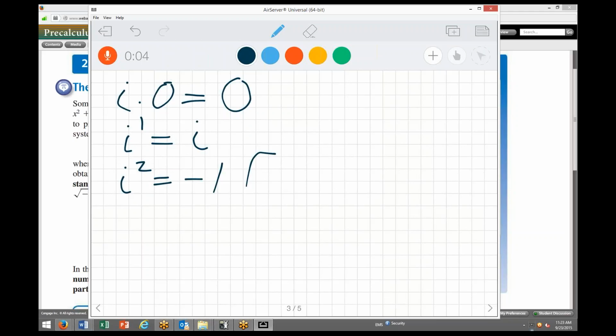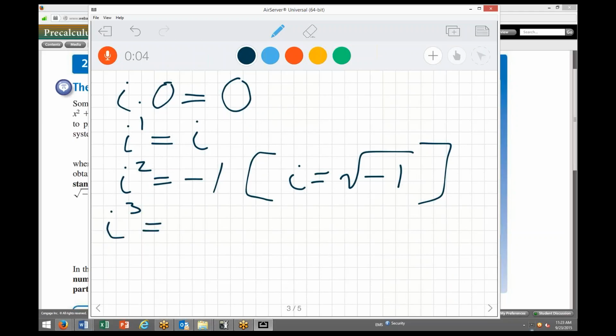Since we defined i as being the square root of negative 1, if you multiply the square root of negative 1 times itself, of course that's negative 1. And if we multiply i times i on the left side of the equation, that's i squared. So yes, i squared has to equal negative 1. Well, what about i to the third power?